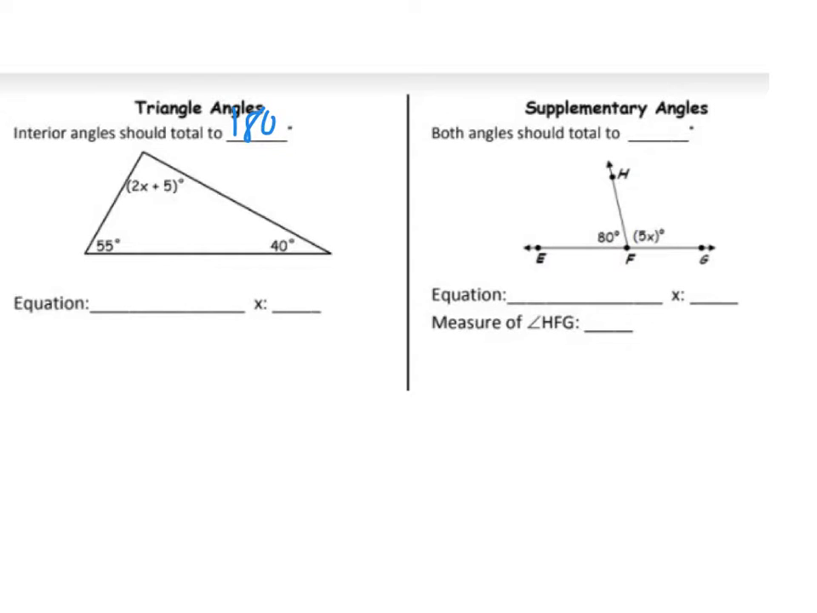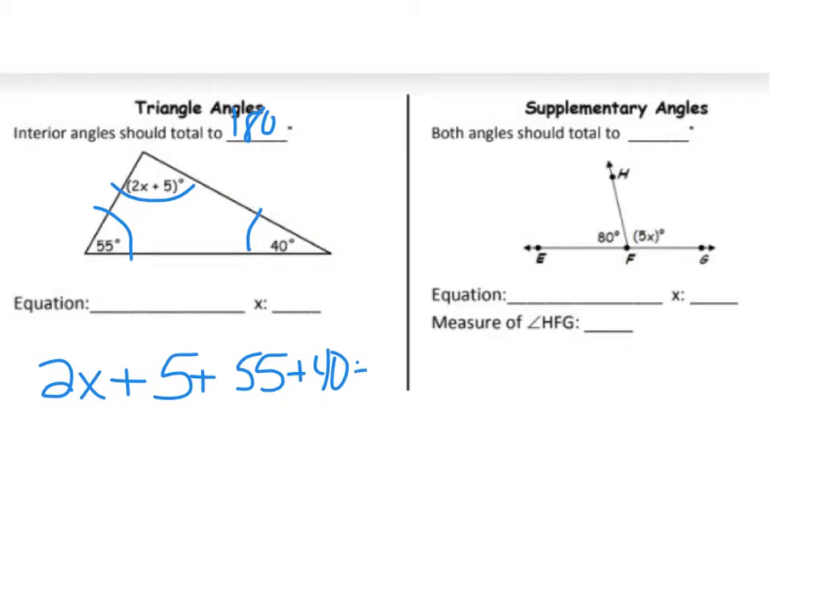Okay, so it's 180 degrees. So knowing that, we could write an equation because I know that if I add this plus this, it is going to give us 180. So I'm not going to write it on the line of the equation yet because we need to combine like terms. So I have 2x plus 5 plus 55 plus 40 equals 180 degrees.